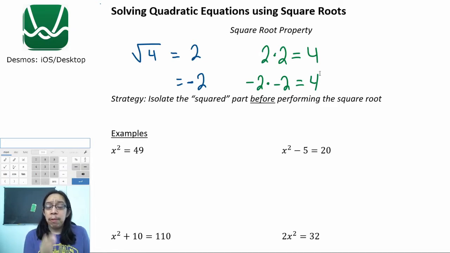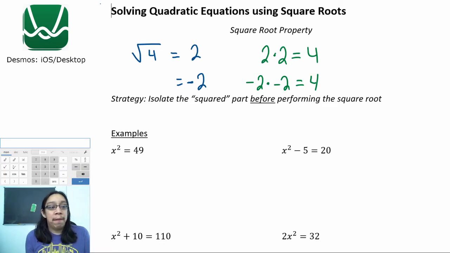Basically, what we're going to do is reapply the idea of equality. Our main strategy is going to be to try to isolate the squared part of our equation and then try to perform a square root on both sides of the equation. What's going to happen is that opposites will cancel each other out, and all that's going to be left is just a numerical answer. But let's go ahead and see some examples to see this property in action.